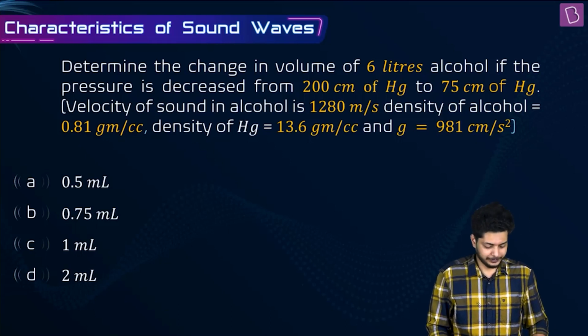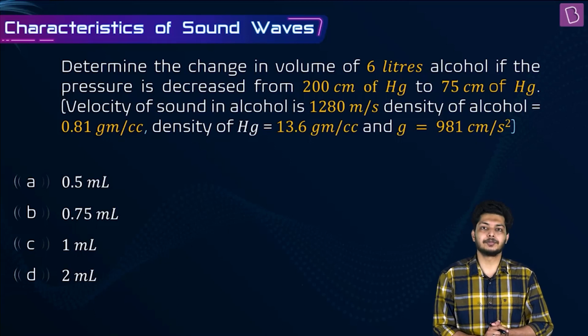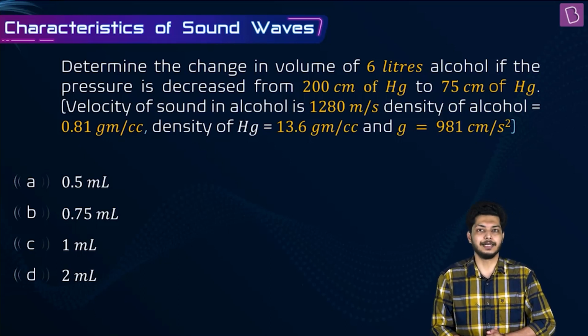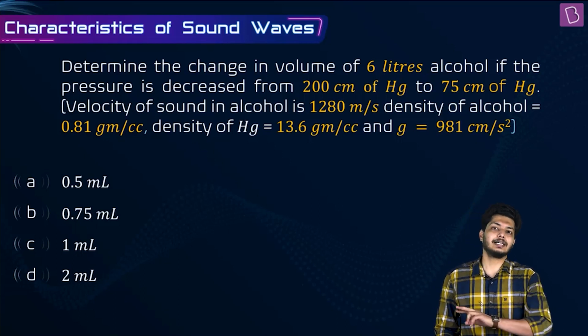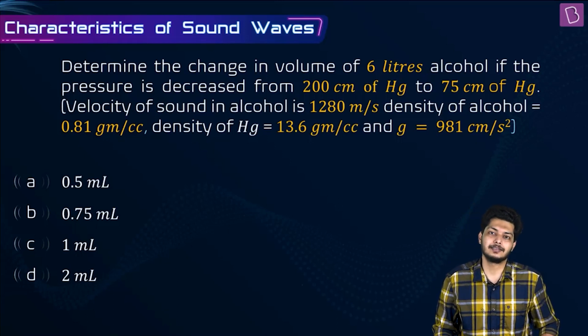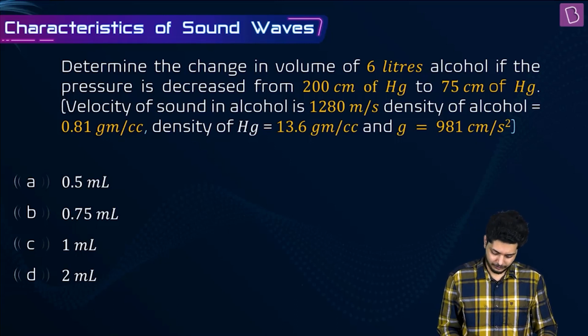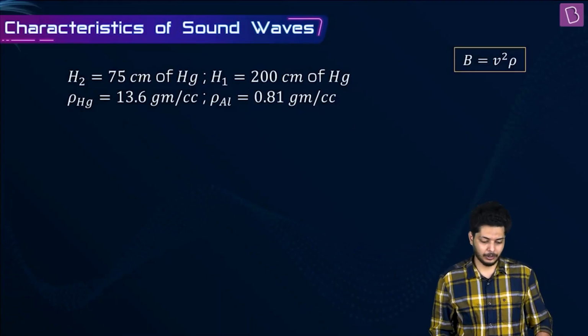Now, if you look at the options, the options are given in terms of milliliters. What does that mean? That simply means we have to use all the other parameters in terms of CGS units. Okay, so now let's note down what has been given in the problem.